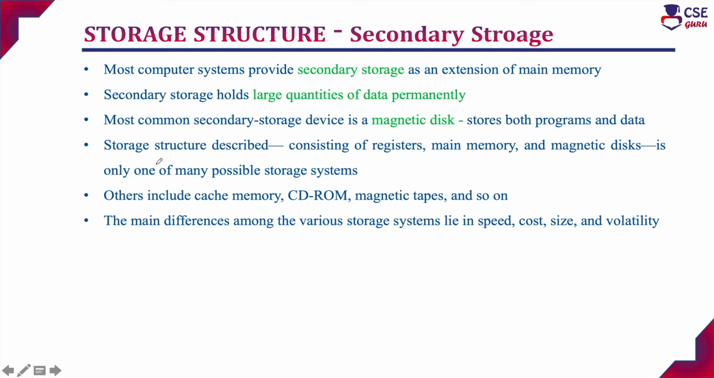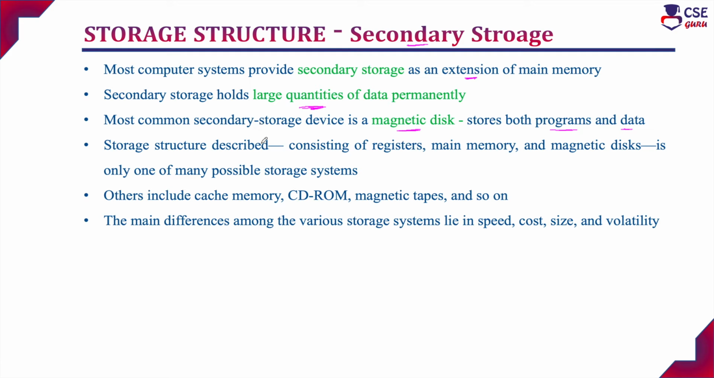So we need another type of memory, called secondary storage or secondary memory. That is an extension of the main memory. The main advantage of secondary storage is that it can hold large quantities of data permanently. The most common secondary storage device is the magnetic disk, which can store both programs and data. And the storage structure we are going to discuss next.